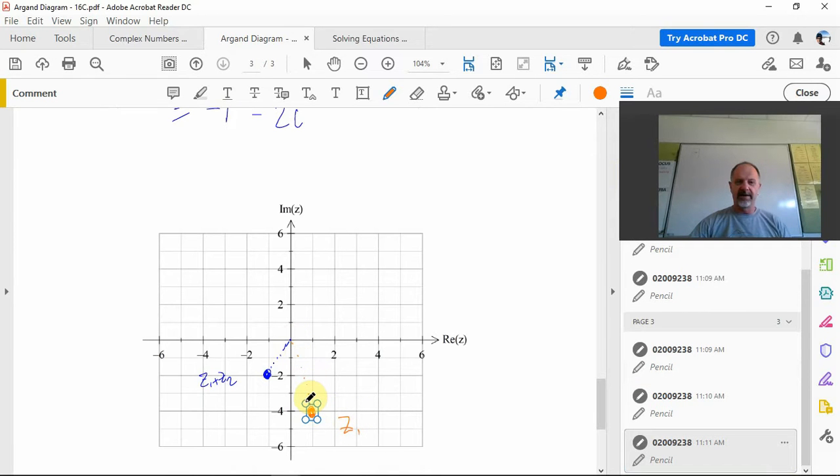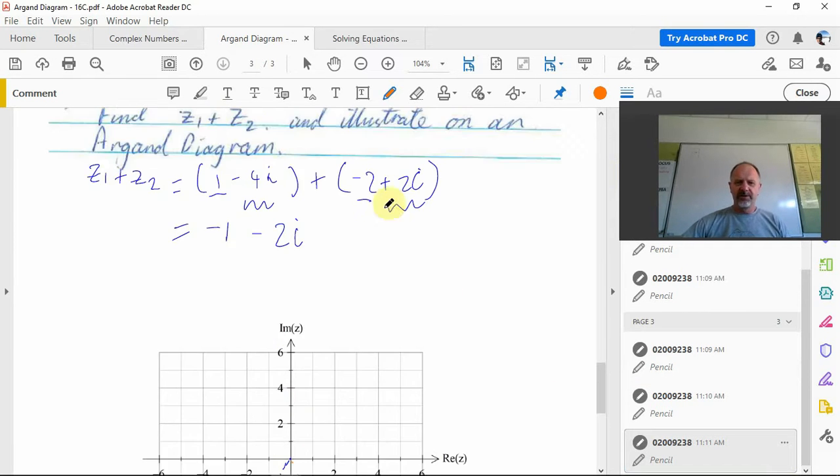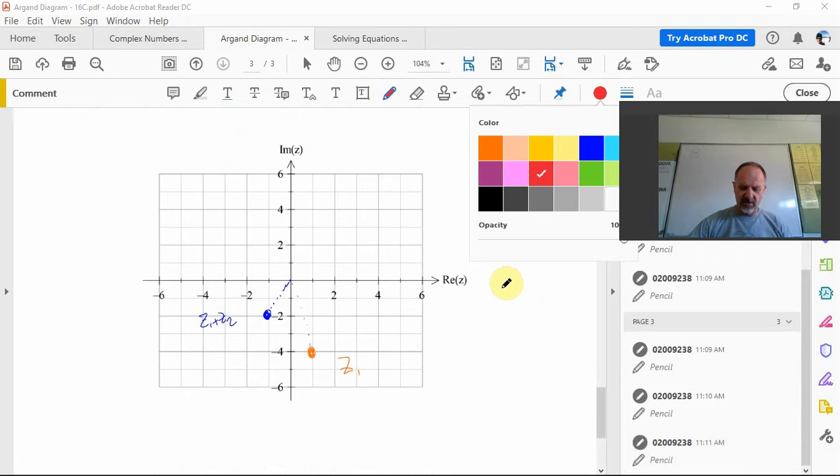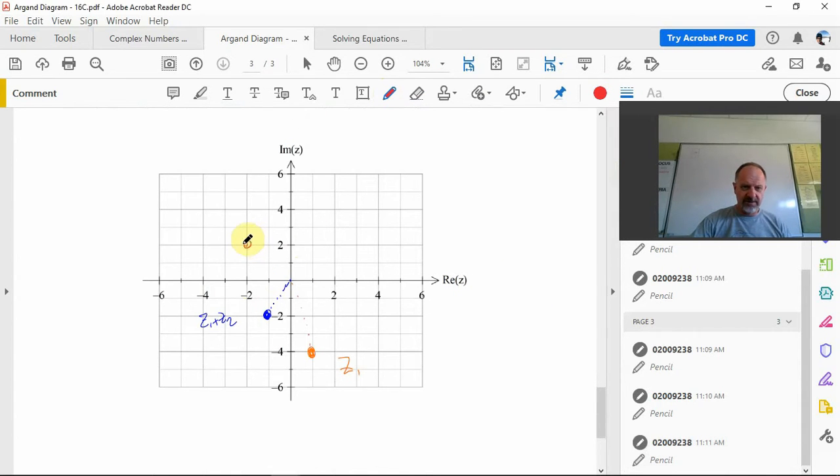And that's the distance down there. Z2 is minus 2 plus 2i. So minus 2 plus 2i brings us to there. So Z2 would be there.